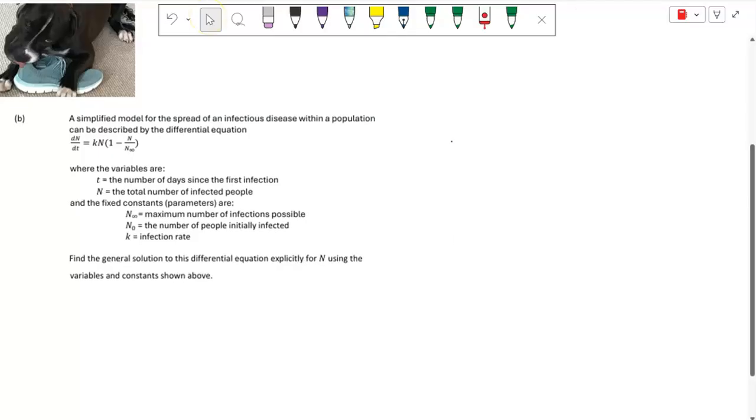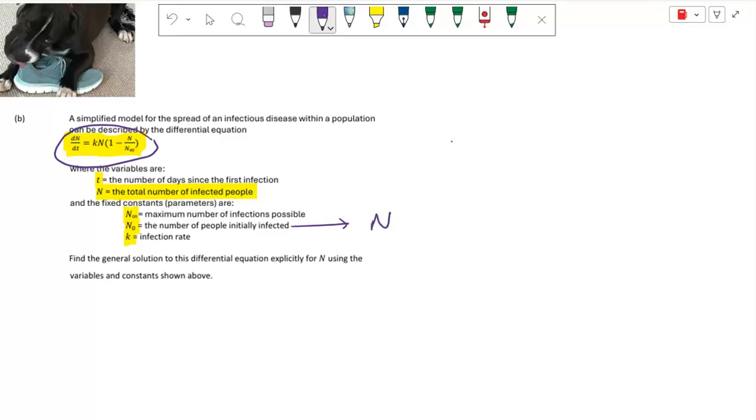Right, we've got a model for the spread of an infectious disease within a population, and it can be described by this DE. T is the usual number of days since the first infection. N is the total number of infected people, so that's my variable. Then we've got constants, N infinity, N naught, and K. Now the only interesting thing to note just at the start is that if you look at the equation, N naught is not in there. So that's going to be something we get by substituting in T equals 0.